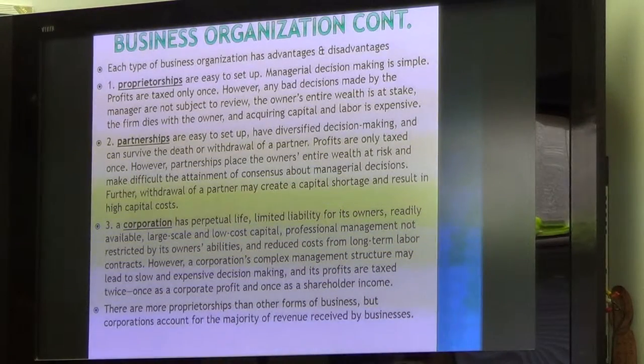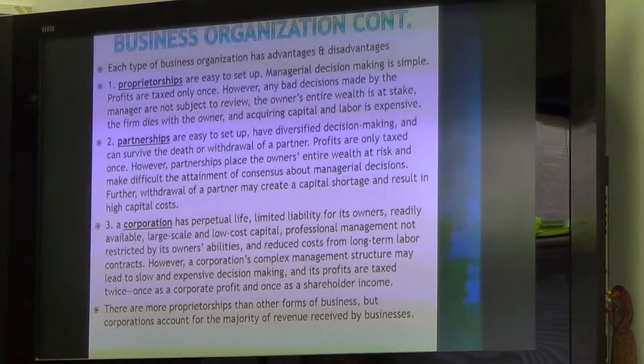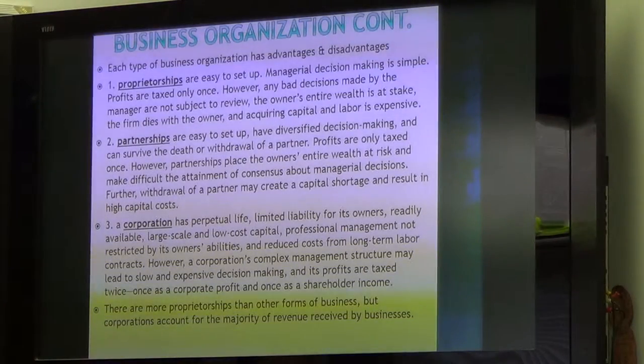There are more proprietorships than other forms of business, but corporations account for the majority of revenue received by businesses.